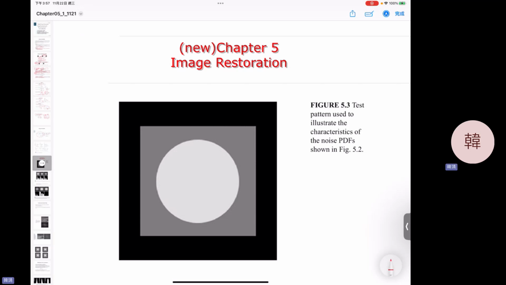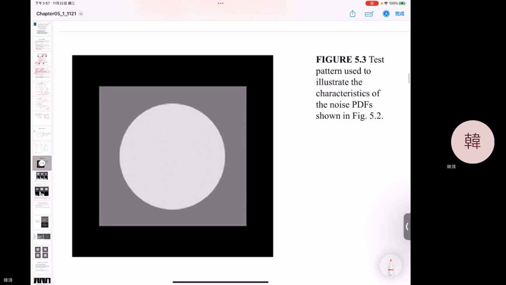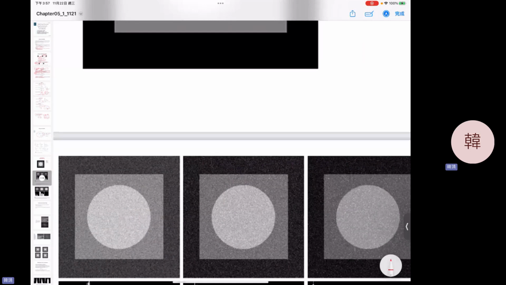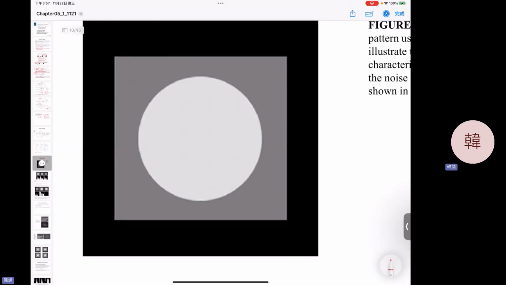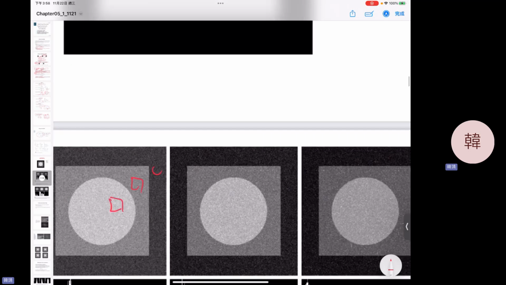So here is the example. The test pattern used to illustrate the characteristics of the PDF, the probability density function, of noise. This should be the clear one. If we put this here, we have 3 different gray levels in this image, and add some different noise models there. Can you tell me what kind of noise model it is? From this image, I bet you cannot distinguish what kind of noise model is there, right? So how can you do it? You just use a sub-image. Look at the sub-image.